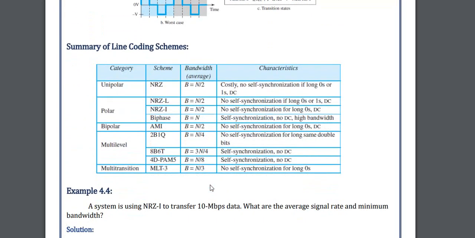By this diagram, you can easily know about unipolar, polar, bipolar, multilevel and multi-transition. Have a glance at this pattern and table.